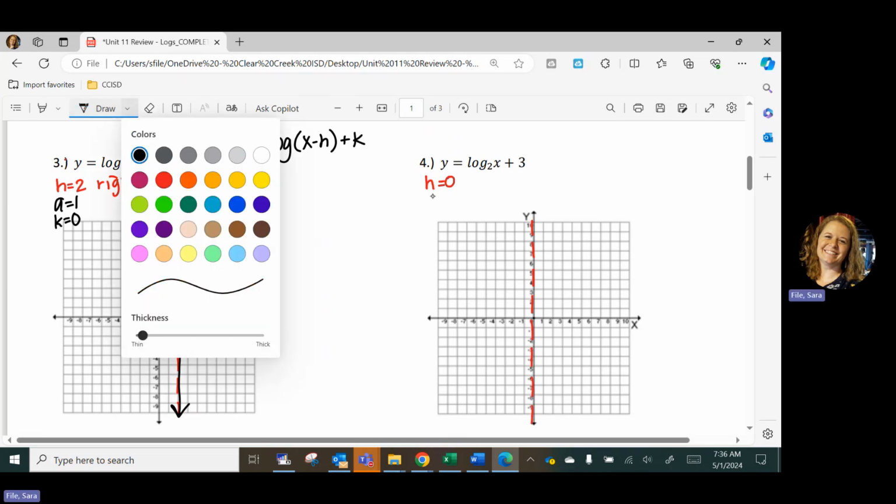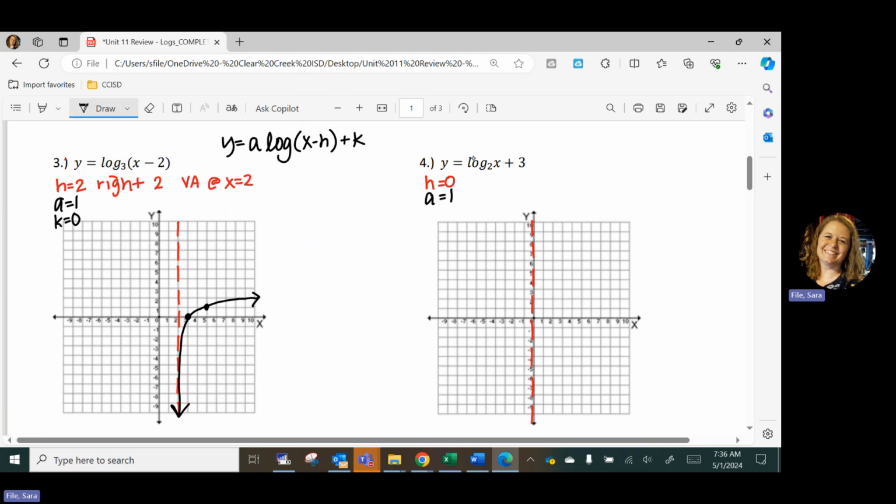Now, the A value is an understood 1 again. There's no coefficient being multiplied out front, but the K value is the 3. So this graph is shifted up 3. Okay, so what is normally my x-intercept here is going to go up 3. 1, 2, 3. Now this is a base 2. So normally, if I input a 2, I would get a 1. Okay, there would normally be a point at 2, 1, but this is going to shift up 3.